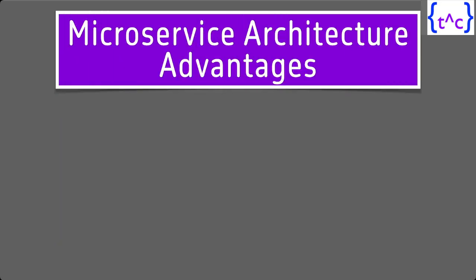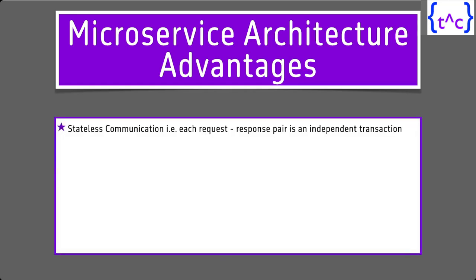Now let us see some advantages. Actually, features and advantages we can use interchangeably. So there are some more advantages or features I would say. First one is stateless communication. That is, each request response pair is an independent transaction. So this is actually the feature of REST APIs. Since microservices communicates over REST APIs, they also have this feature. That means the entire communication is stateless.